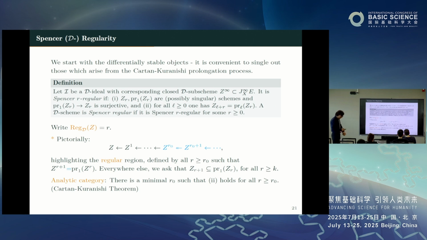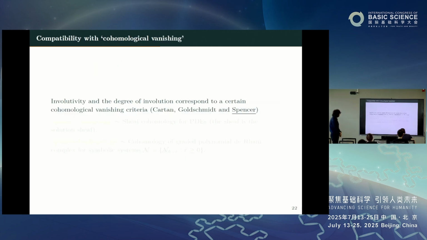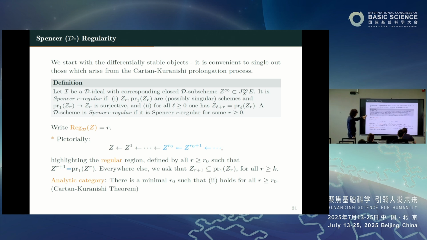Okay, all right. So, involutivity and the degree of involution correspond to a certain cohomological vanishing condition. Let's pay attention to this previous slide. I gave you a notion of regularity for modules. For sheaves, it was vanishing of higher cohomologies. Then I said you can do a bigraded complex and define this for vanishing of H^{p,q} of that bigraded complex. All of it is vanishing cohomologies. Here, the regularity of Spencer actually is kind of scheme theoretic, is by looking at the tower of solution spaces.